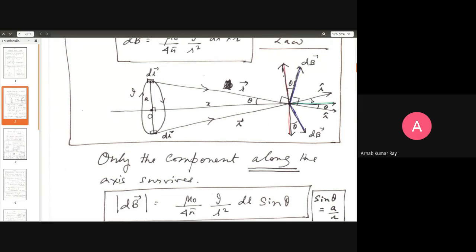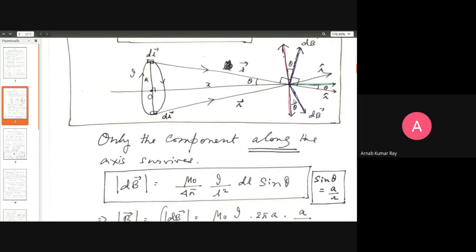Now, what is the value of sine theta? Let us see. This is angle theta. By definition, sine is perpendicular upon hypotenuse. I hope you are able to understand that if this angle is theta, then this angle will also be theta, and therefore these two angles will also be theta. This and this are mirror images of each other.